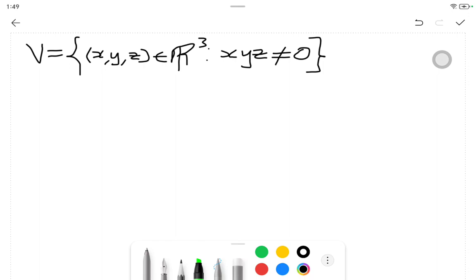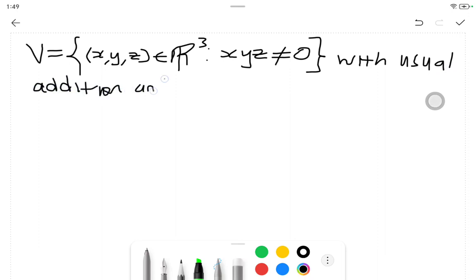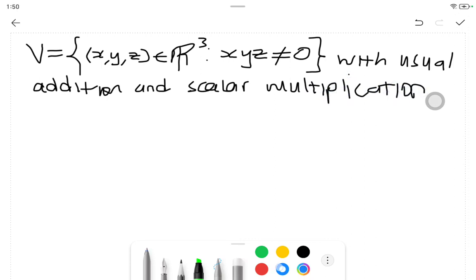With the usual addition and scalar multiplication. This is C, right? So for us to prove this, we are going to come here and say, let me just say proof.